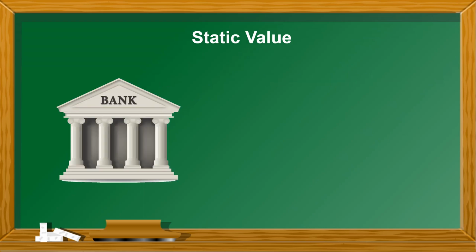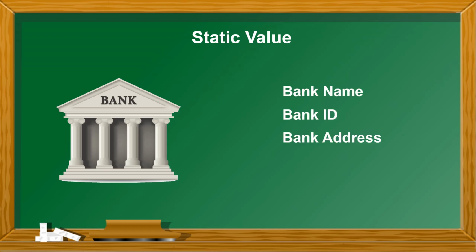Let's say, for example, in a bank, the information such as bank name, bank ID, bank address and bank email are not going to be changed from one customer to another customer. So this information is considered as a common property, or say static value, which is fixed and not changeable.